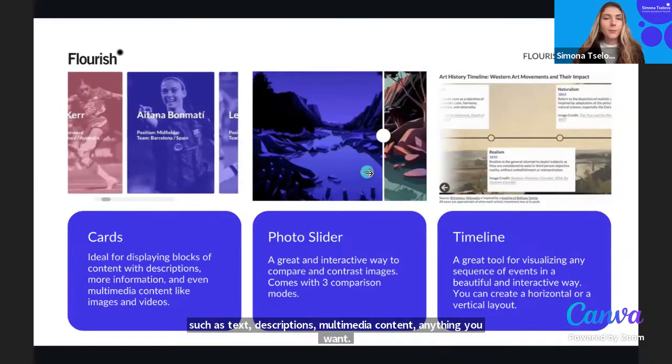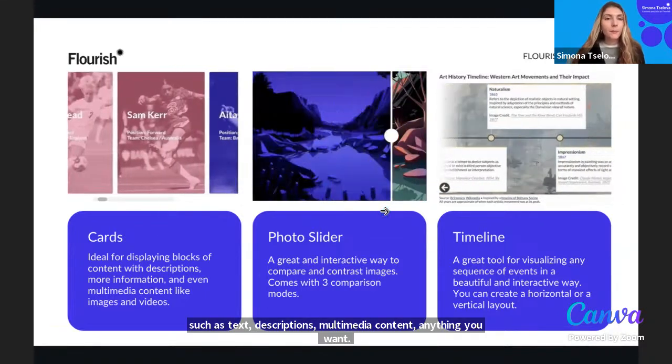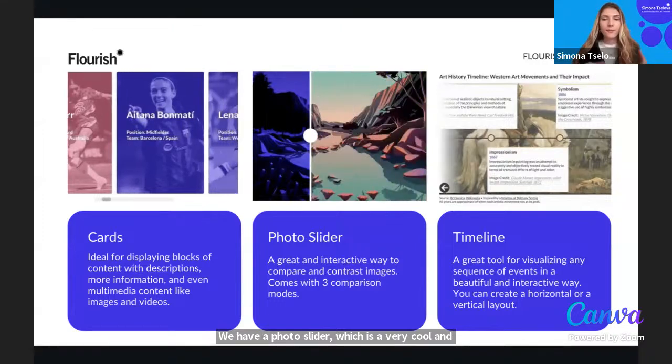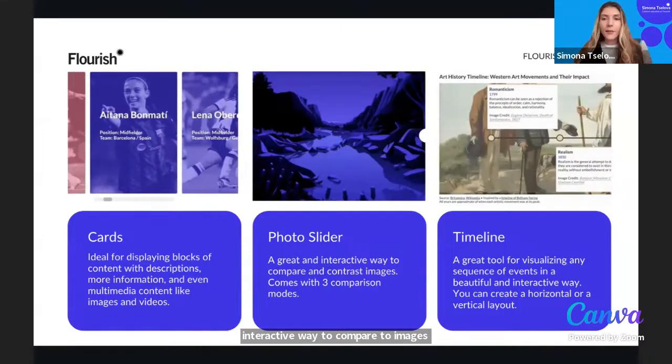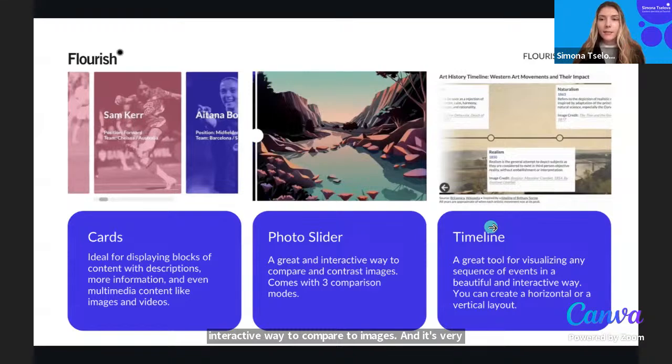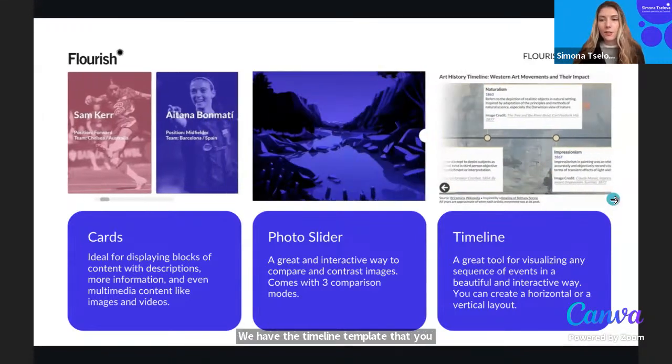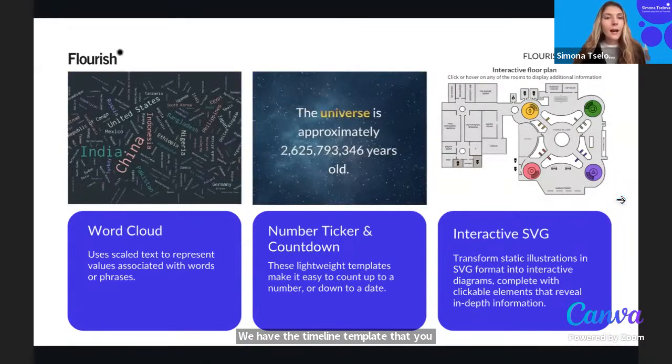We have a photo slider, which is a very cool and interactive way to compare two images, and it's very good for before and after scenarios. We have the timeline template that you saw just a few seconds ago. A few more. We have a word cloud, again a very popular data visualization type, which uses scaled text to represent values associated with specific words. Although you should take it with a pinch of salt, we're going to talk about this in a second.